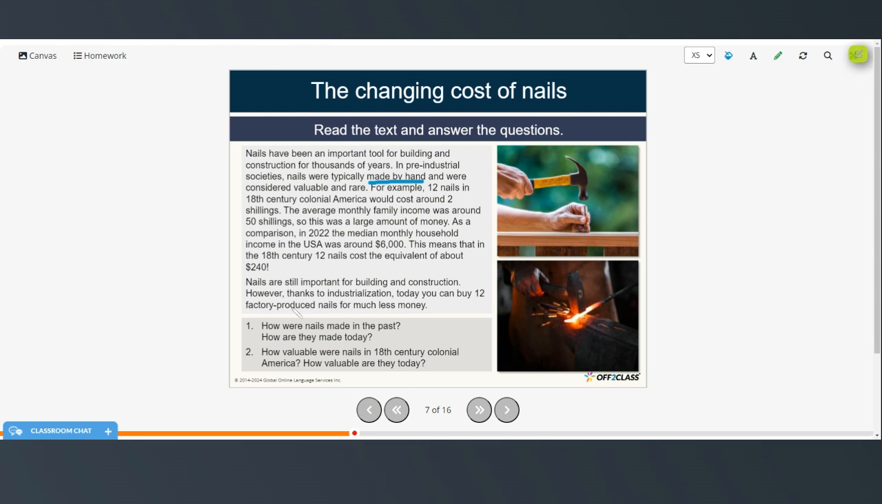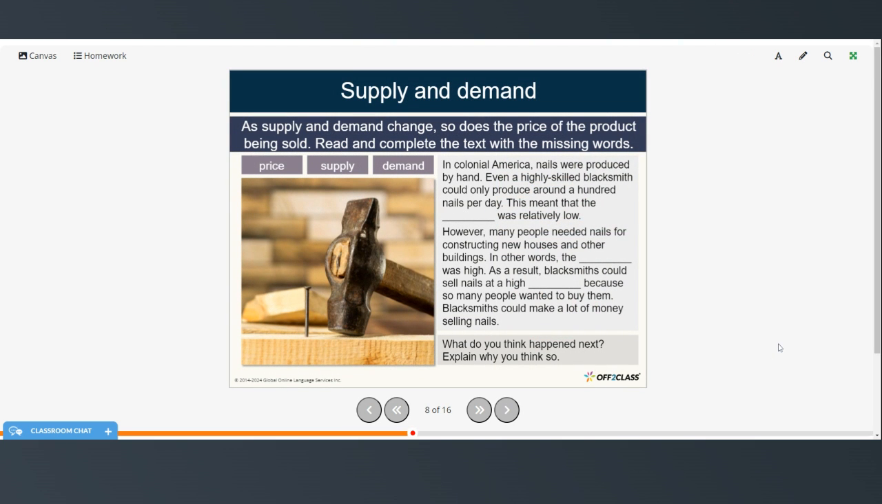They're factory produced. How valuable were nails in the 18th century? They were very valuable because they were considered rare. And today, they're available for much less money. So they're still valuable in terms of their use, but in terms of their cost, they're not that valuable. So as supply and demand change, so does the price of the product being sold.